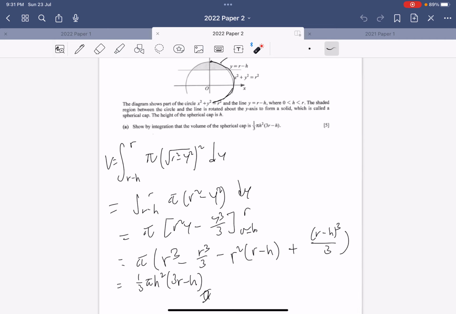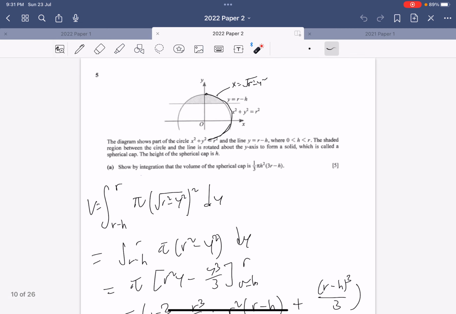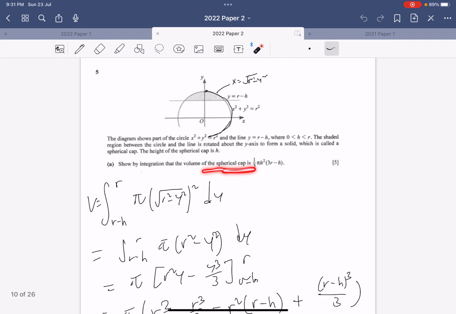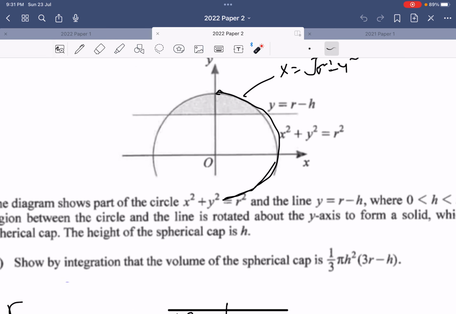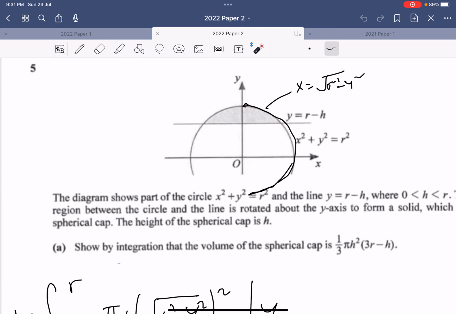So for the next question, question 5, we have a diagram of a circle with a line y equals to r minus h. And the shaded region between the circle and the line is rotated to form a solid. So we want to show that this spherical cap, as they call it, is this formula. So how do we do it? Well, we know that we need to integrate. It's rotated about the y-axis, so it's this way. So we need to integrate from r minus h to r of this curve. So it's with respect to y.